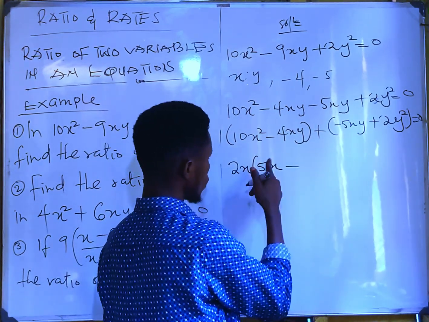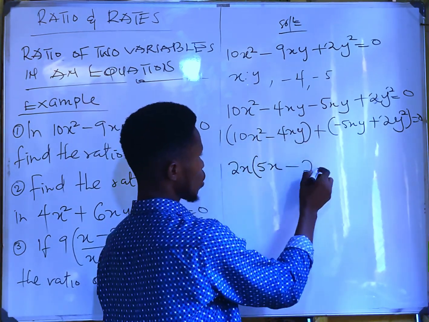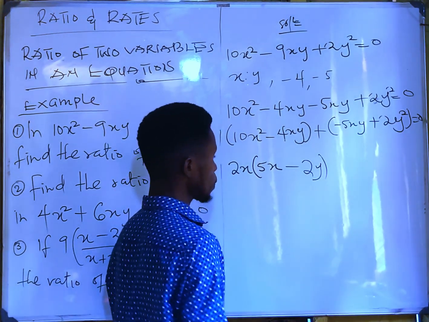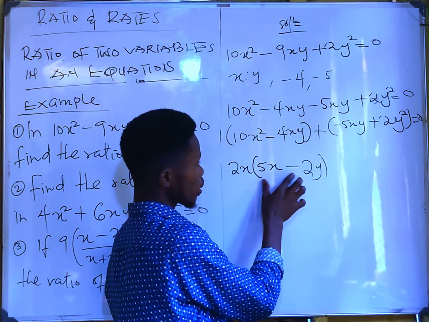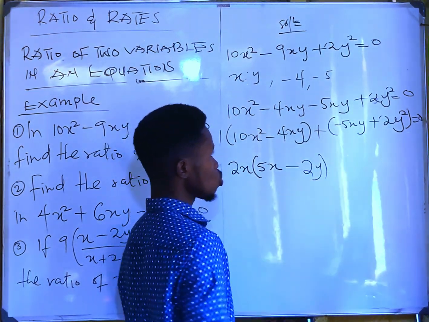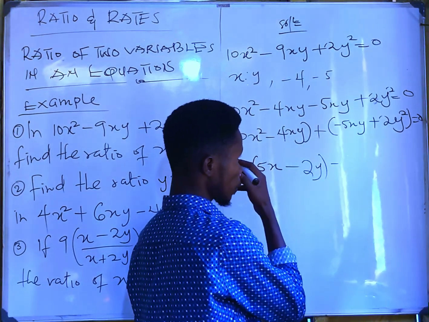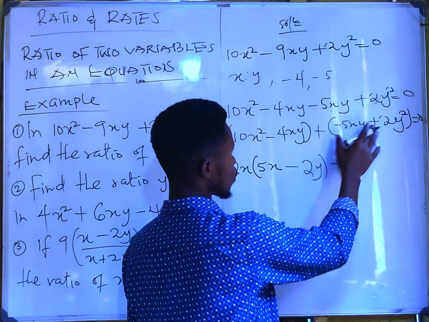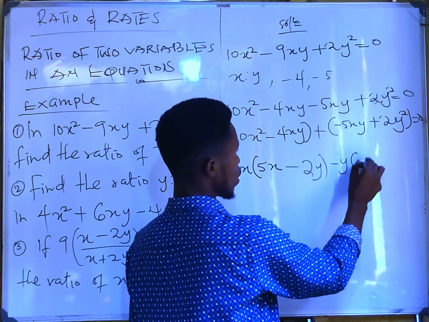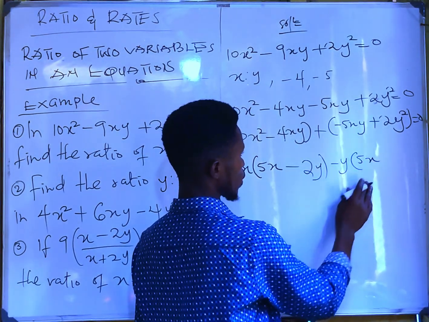Minus. Now already 2 is out, so here I leave 2. x is out, so it leaves only y. Because our interest is to get what is in this bracket to be the same as what will be here, when doing the factorization I'll factorize negative out. Already 5 and 2 have no common term. y and y is here, so I can bring y out, leaving 5x. So 5x.